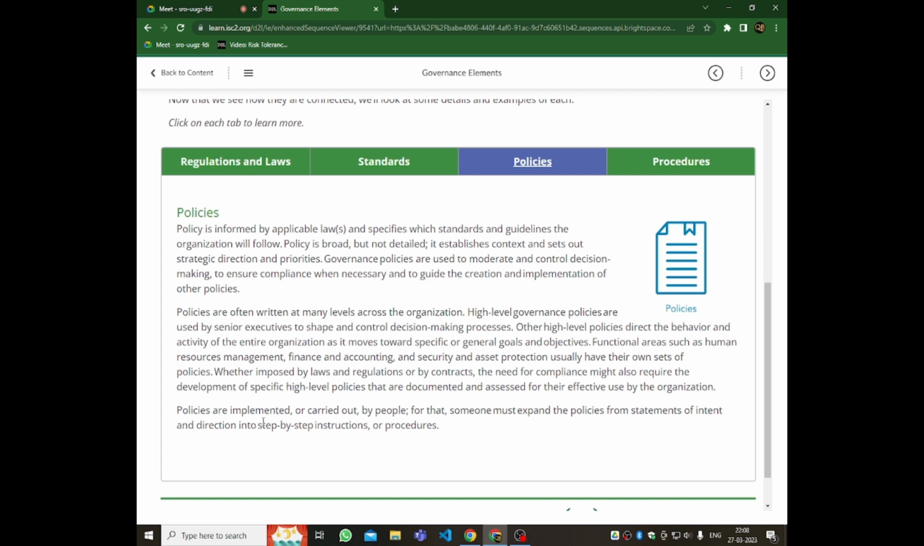Policies are implemented or carried out by people. Further, some must expand the policies from statements of intent and direction into step-by-step instructions or procedures.